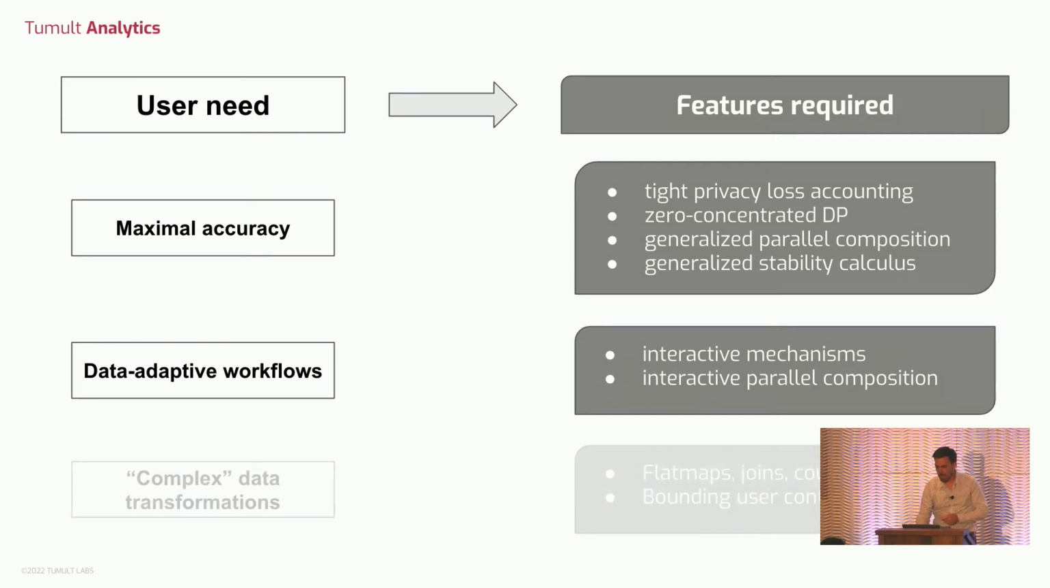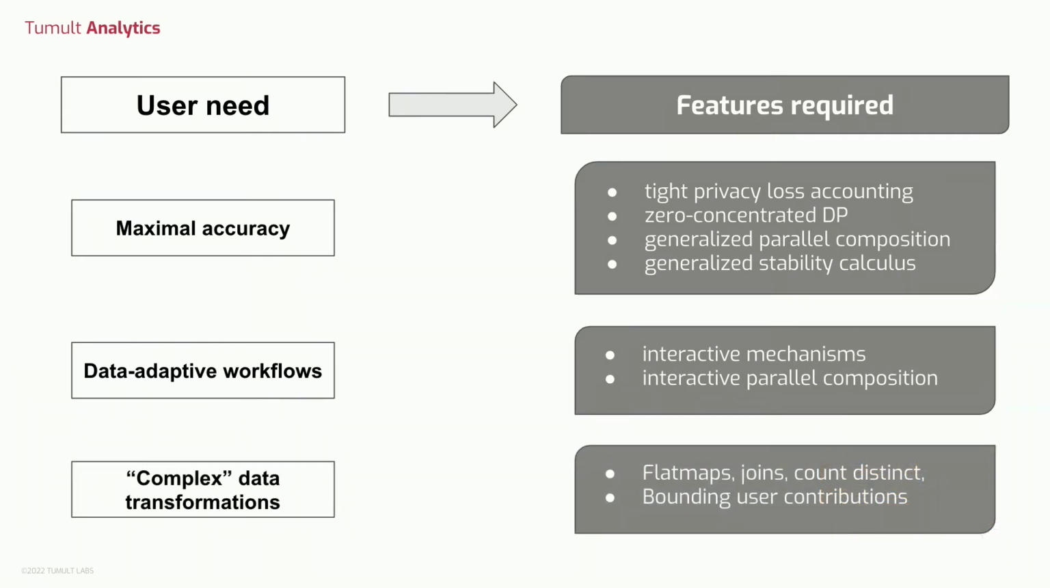And finally, users want to perform data transformations that are complex in terms of the kind of privacy calculus needed to support them. Just as an example, a flat map takes one single private row and explodes it into multiple rows. And so the system must somehow track this kind of explosion of private data in order to add the appropriate amount of noise.